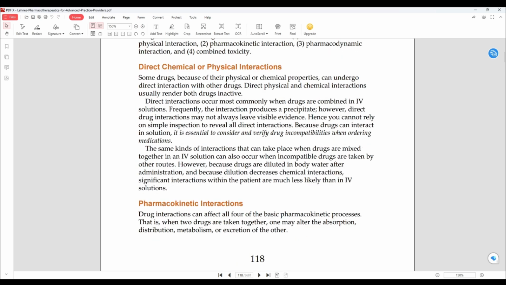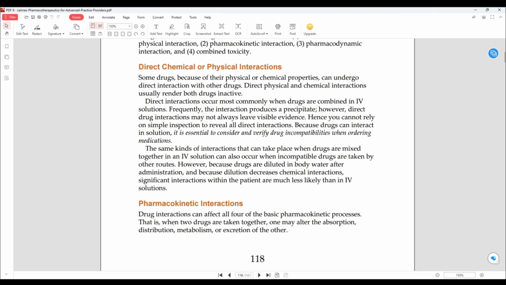Some drugs, because of their physical or chemical properties, can undergo direct interaction with other drugs. Direct physical and chemical interactions usually render both drugs inactive. Direct interaction occurs most commonly when drugs are combined in IV solutions. Frequently, the interaction produces a precipitate. However, direct drug interactions may not always leave visible evidence. Hence, you cannot rely on simple inspection to reveal all direct interactions.